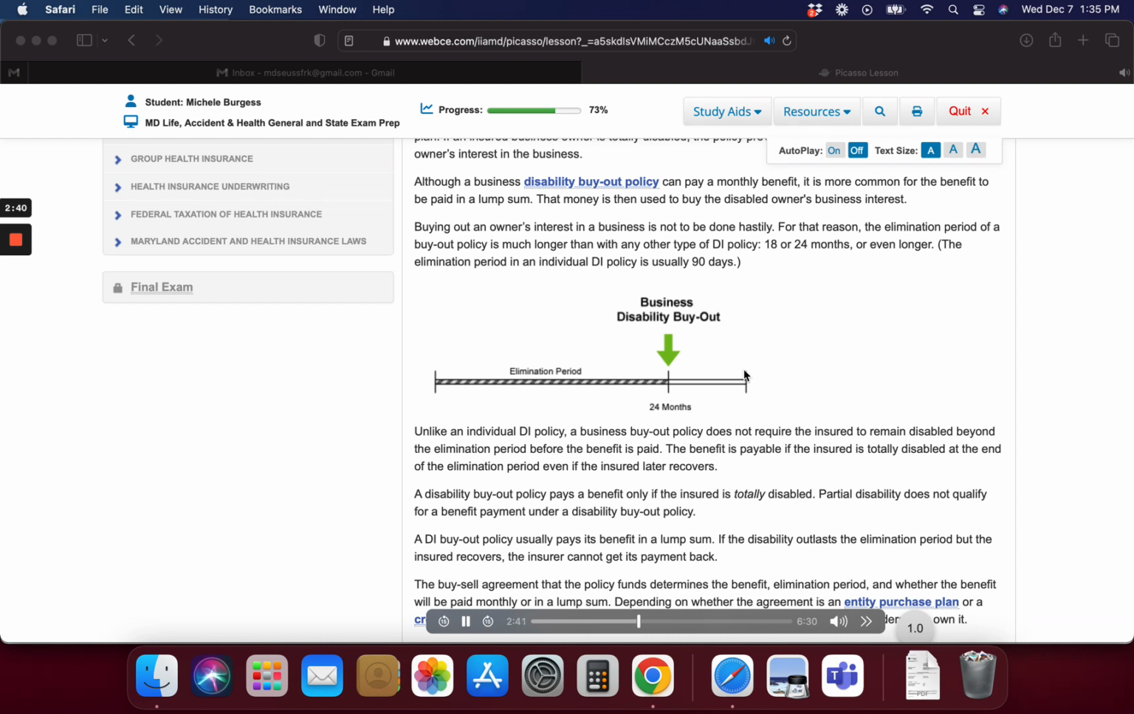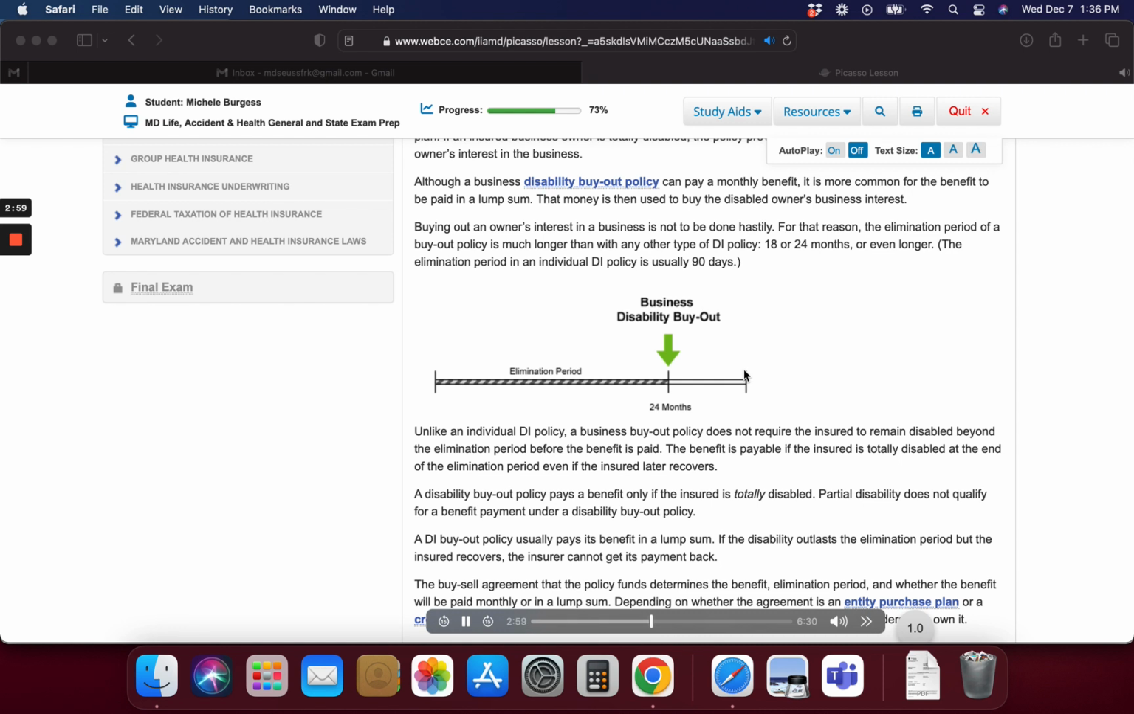The buy-sell agreement that the policy funds determines the benefit, elimination period, and whether the benefit will be paid monthly or in a lump sum. Depending on whether the agreement is an entity purchase plan or a cross-purchase plan, the business may own the policy, or the other partners or shareholders may own it.